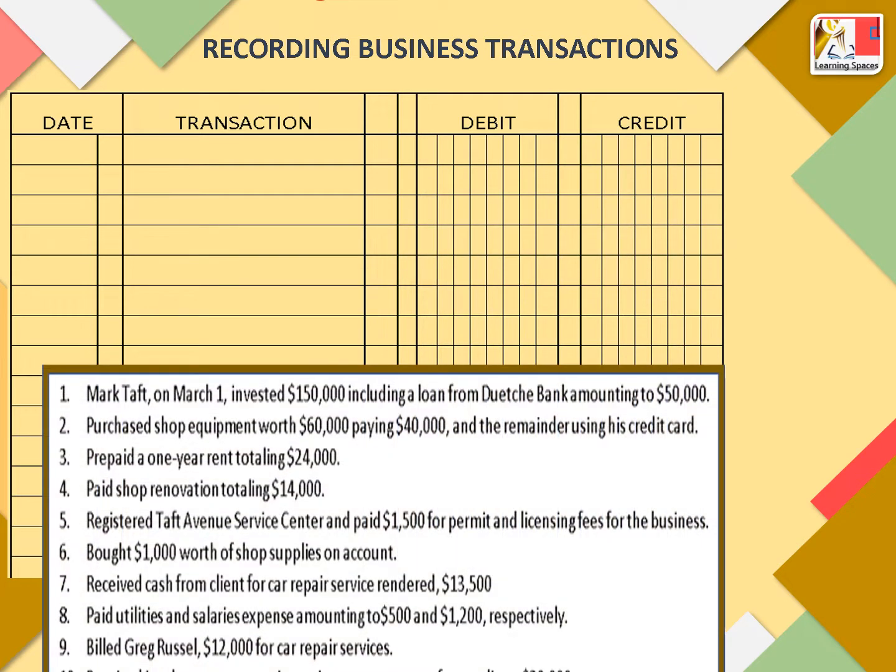Let us now start journalizing the business transactions of Taft Avenue Service Center on March 1. Analyzing this transaction, there are three accounts which are affected. First is the cash account, because cash is being placed into the business. The second one is a loans payable account, because cash was borrowed from a bank for the business, and the third one is the owner's capital account, because the owner directly invested its own cash into the business.